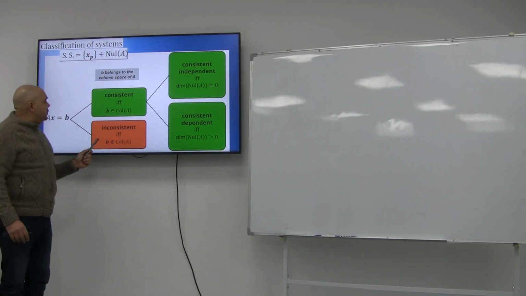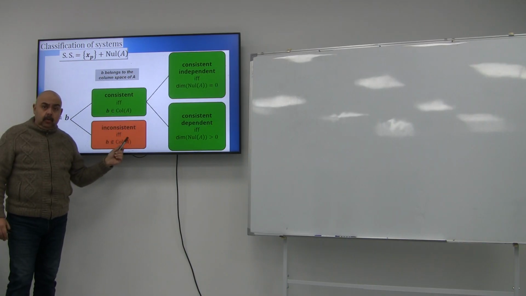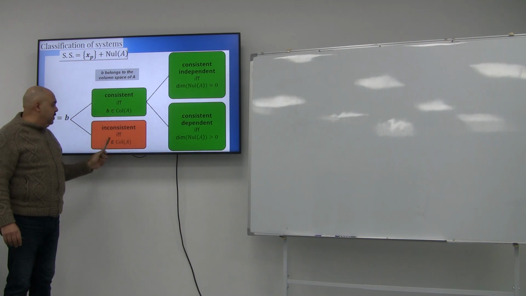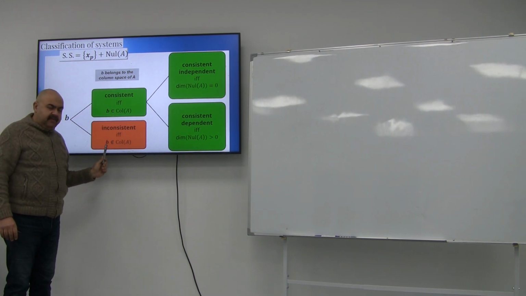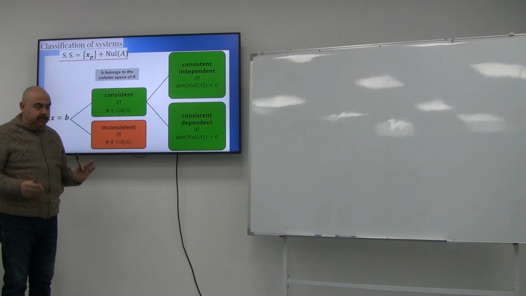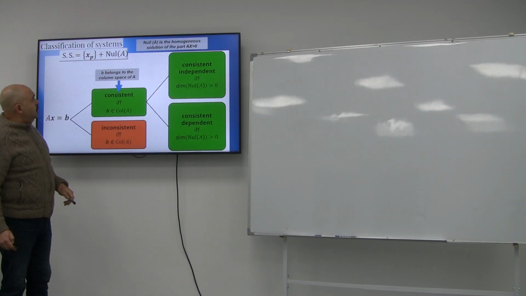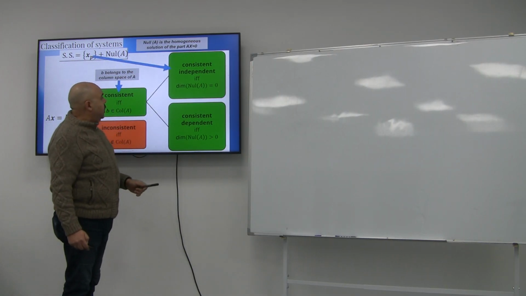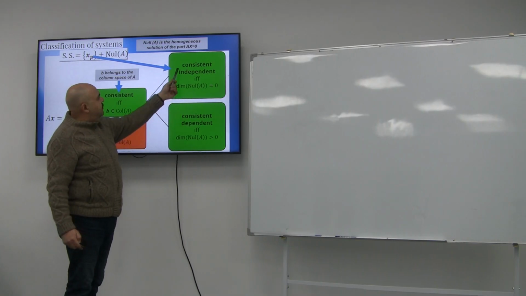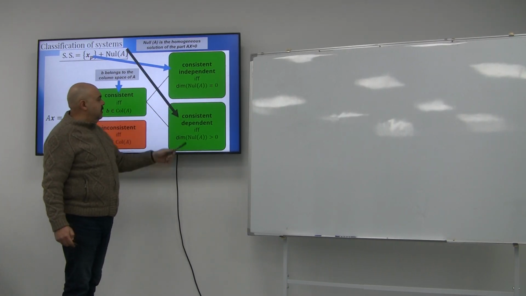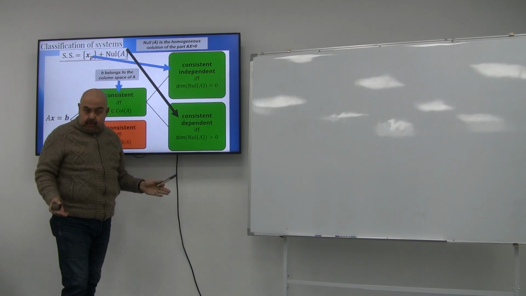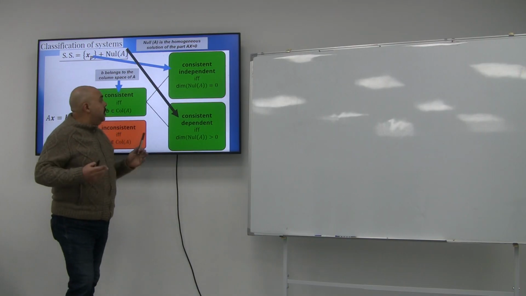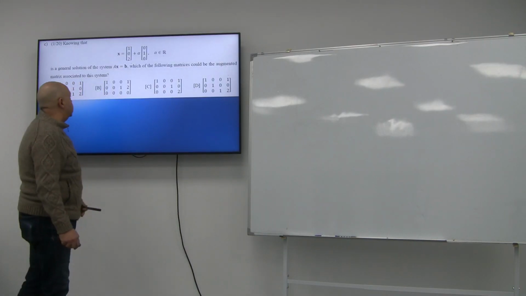But on the other hand, if it is inconsistent, which means that B doesn't belong to the column space of A, then you don't have a solution. You have an inconsistent system of equations from the start. Once more, if I want to find the null space of A, which is the solution of the homogeneous part, as I told you, if the null space equals 0, you will have a consistent independent system. If the null space has values, so it has a dimension greater than 0, then you will have a consistent dependent system.